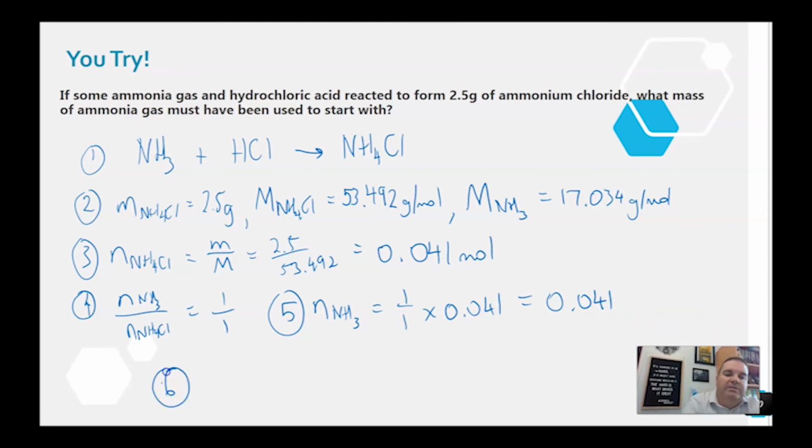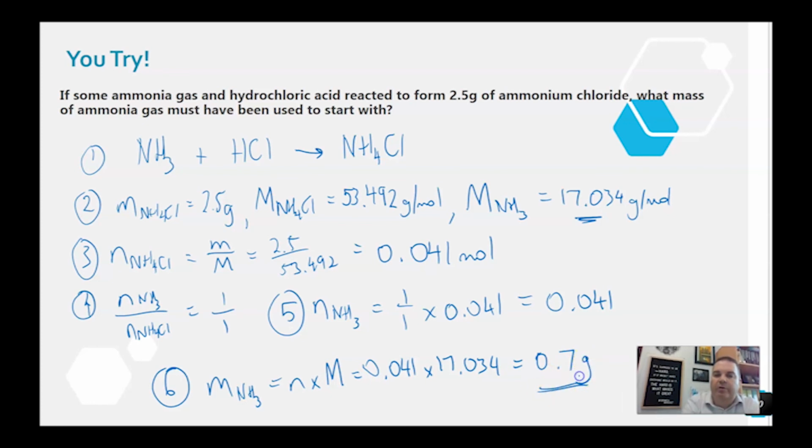So then for part 6, we can work out what the question's asking us, which is the mass of ammonia, which is number of moles times molar mass. So it's 0.041 times by the molar mass that we worked out up here, 17.034. Again, we didn't round off on our calculator. Okay, and we get 0.7 grams of ammonia.